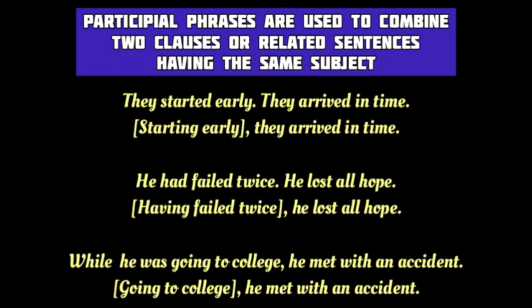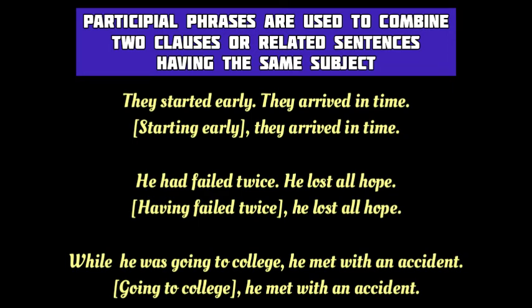But why should we use participle phrases in the first place? What is their importance? Well, participle phrases are used in the synthesis of sentences. They are used to combine two clauses or sentences. For example, we have two separate sentences here. They started early and they arrived in time. Now these two sentences can be combined using a participle phrase like this. "Starting early, they arrived in time."